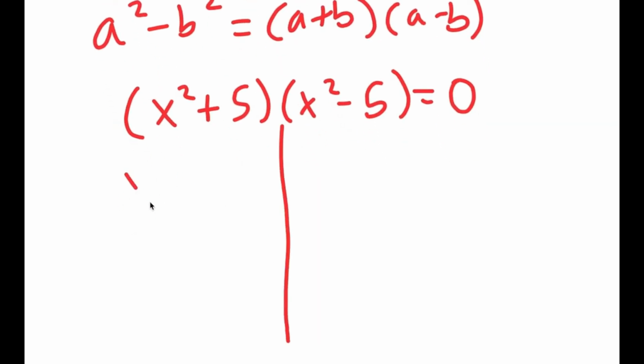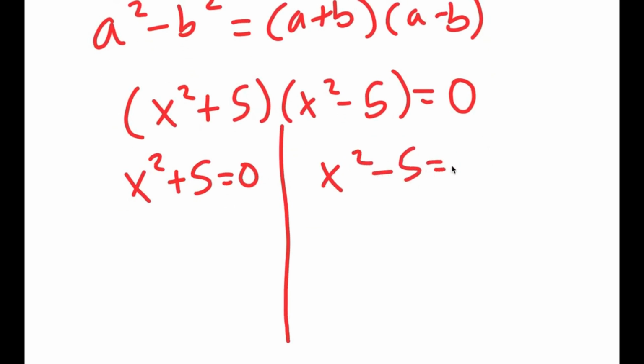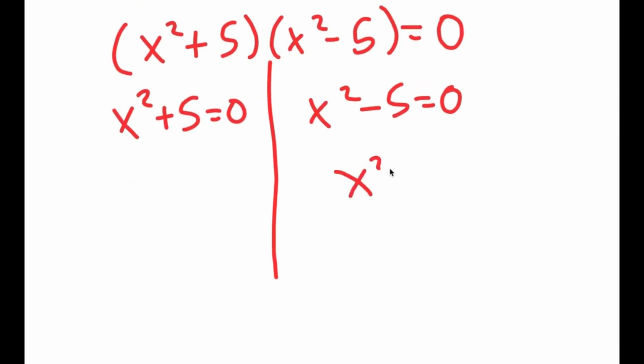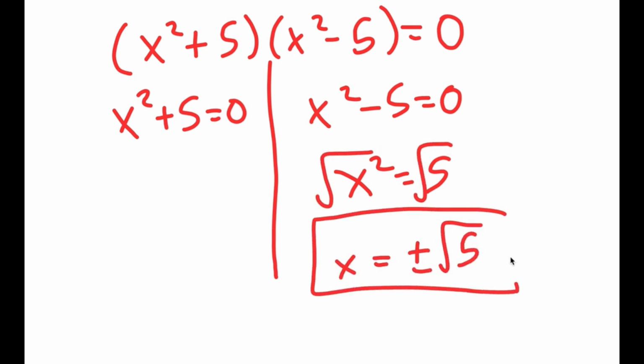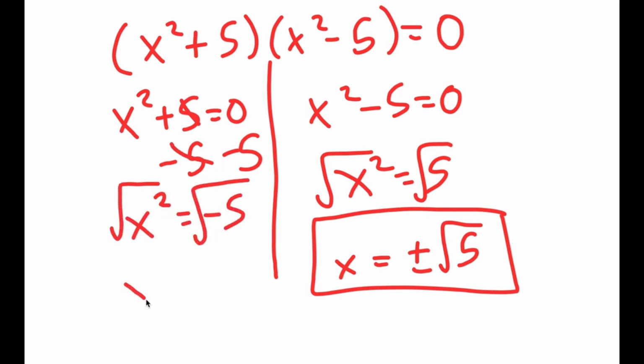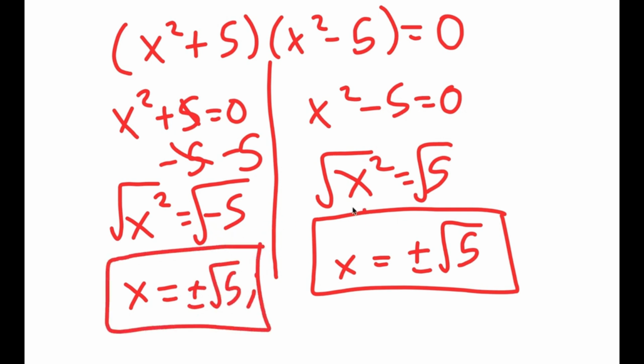So I get two equations. x squared plus 5 equals 0, and x squared minus 5 equals 0. So for x squared minus 5 equals 0, I get x squared equals 5. If I take the square root on both sides, I get x is equal to positive or negative square root of 5. Now for x squared plus 5 equals 0, I can subtract 5 on both sides. So I get x squared is equal to negative 5. If I take the square root, I get x is equal to the square root of negative 5, which is equal to the square root of 5 i. So these are my four solutions to this equation.